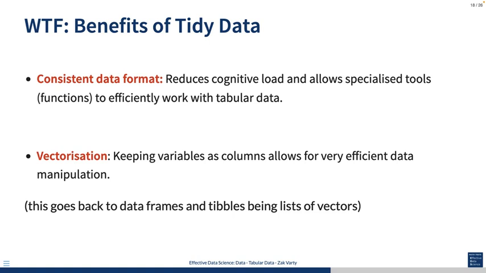The reason here being that R is a vectorized language. It works incredibly efficiently with doing things like matrix and vector manipulations, but isn't quite so great with things like for loops. By keeping your variables as columns, you allow those columns to be really efficiently extracted and manipulated from your tables or data frames. For example, when you're creating new columns as functions of the old ones, or when you're subsetting your columns to keep only entries that have certain values. Again, this sort of efficiency comes back to the idea that data frames and tables are a list of vectors, rather than being a true matrix-like object.